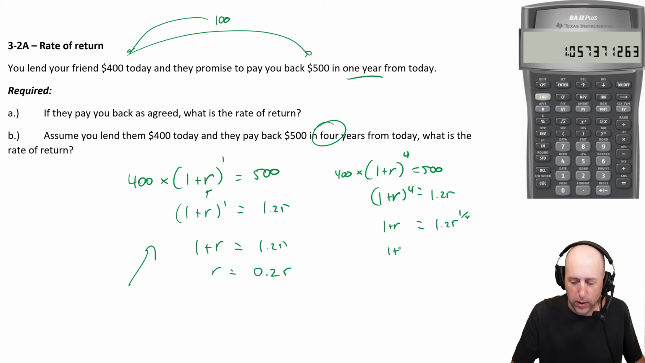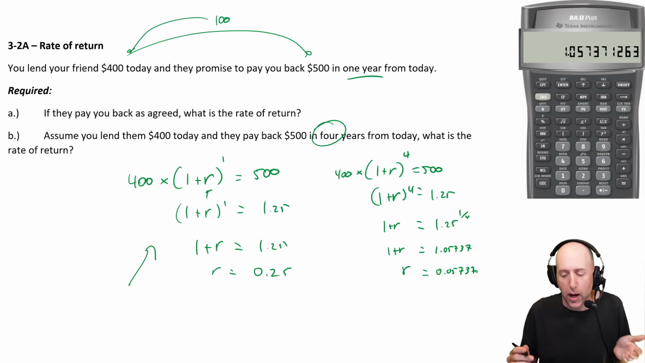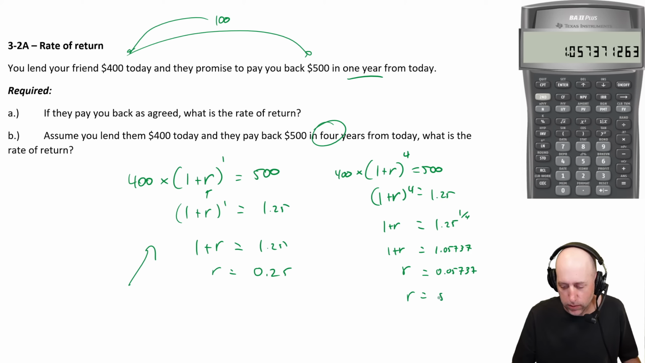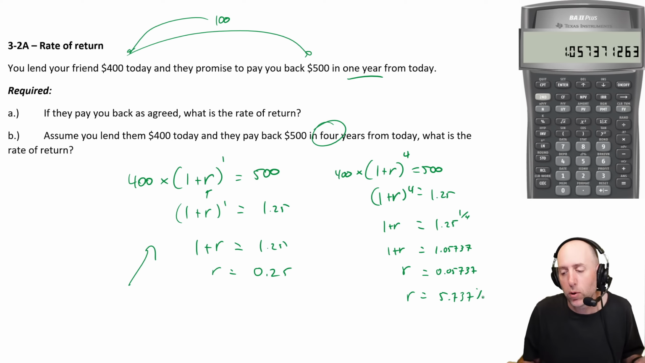So I get 1 plus r equals 1.05737. Subtract 1 from both sides, I get r equals 0.05737. And we've solved it. So r equals 5.737%. Okay, that is the correct answer. And we've done it with formulas.